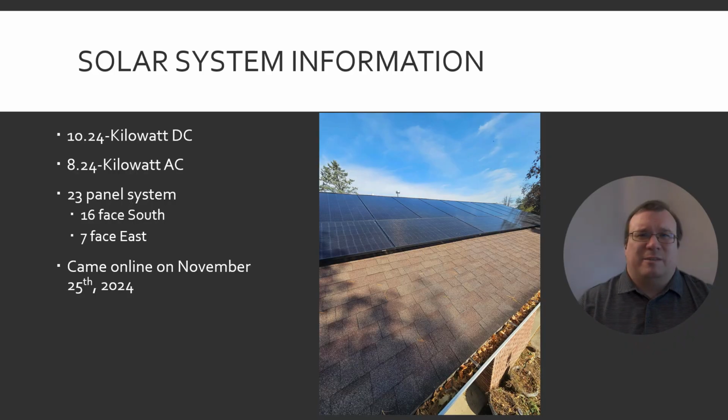Here is some information about the homeowner solar system. It is a 10.24 kilowatt DC system, and after the microinverters, it will become an 8.24 kilowatt AC system. There are 23 panels, 16 face south, 7 face east, and the system came online on November 25th, 2024.